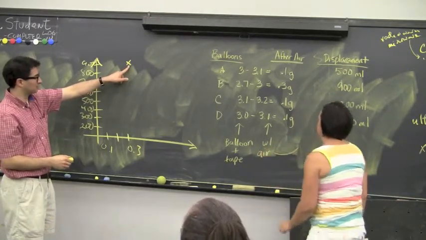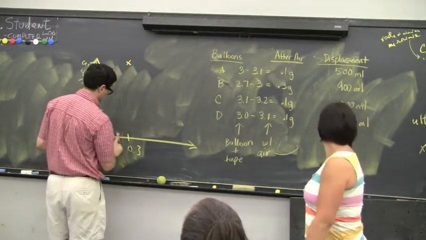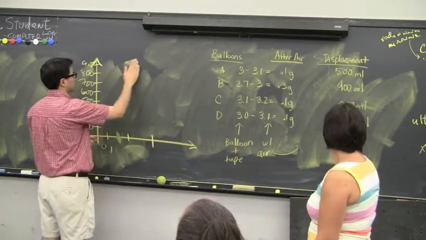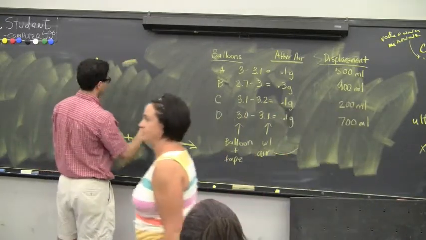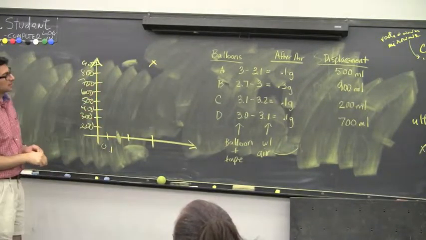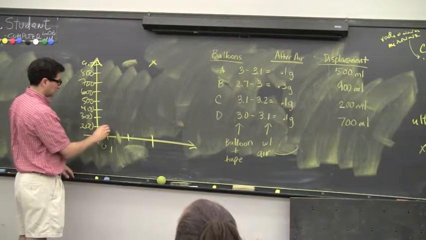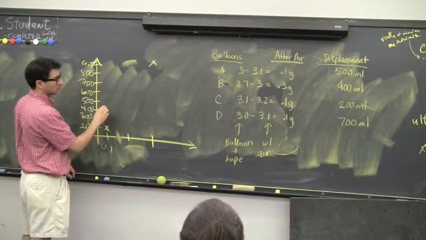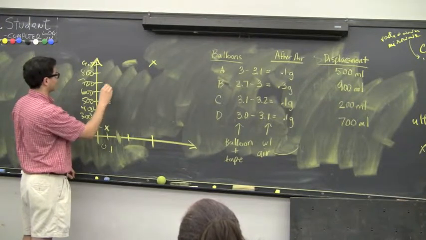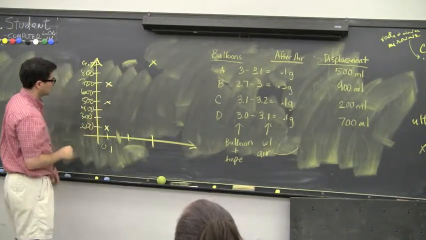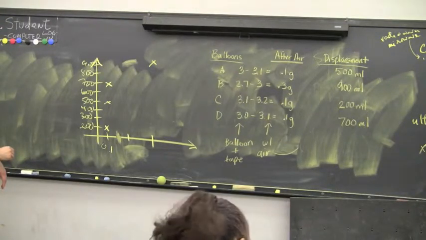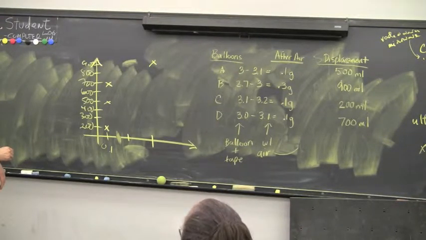I guess I should have drawn my scale here. And then we had one at 200, one at 500, one at 700. Is this the second one? Well, I'm switching mine around, see?